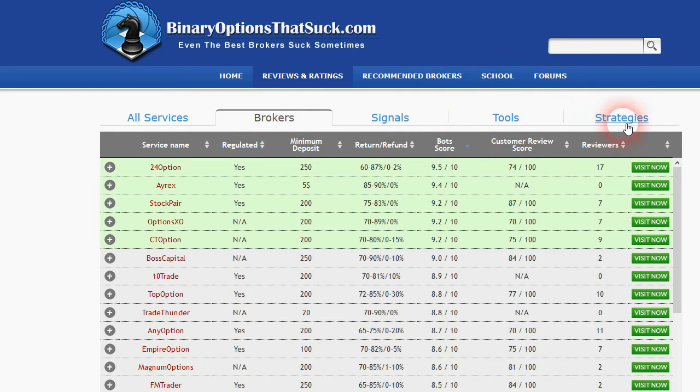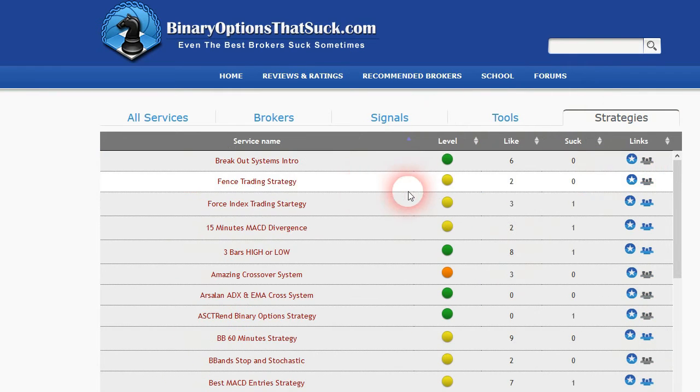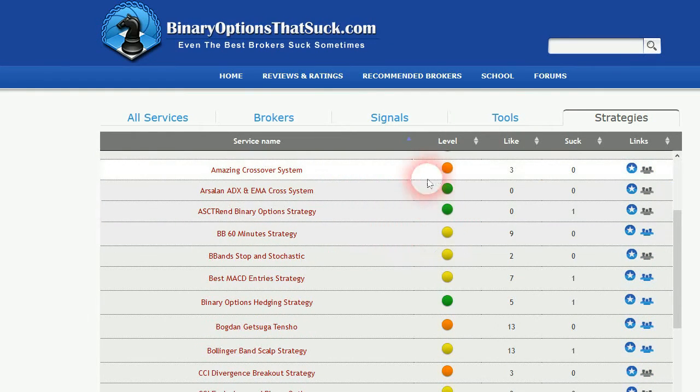So all the tools and strategies we mention in both the forums and in the webinar, you can read about them here. If you don't know what we're talking about, you can come here, take a look, and understand how they work and how to use them.